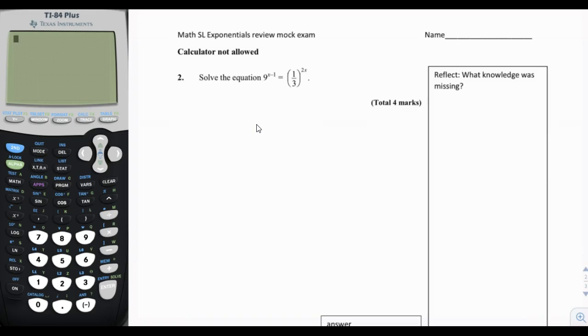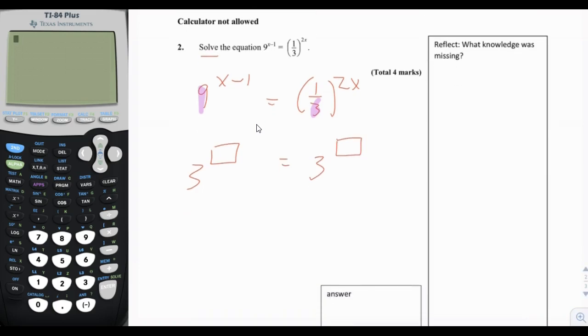Let's see. It says to solve this equation. Solve this equation basically means what value of x makes this true. We have an exponential expression on both sides, right? And you can see that there is a pattern here. It looks like it's multiples of 3. So can we write each of these expressions as an exponent of 3? And if we can, then that means that we can equate the exponents.